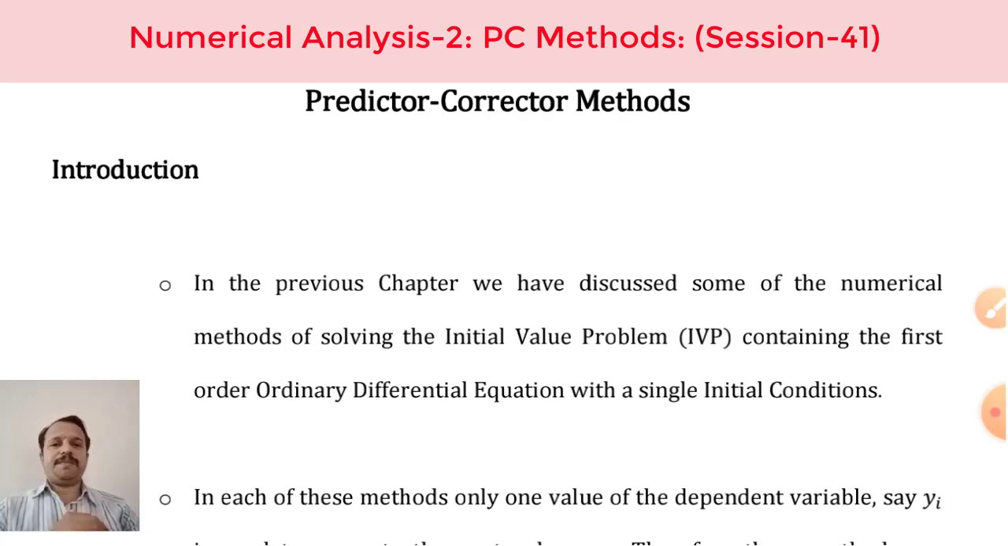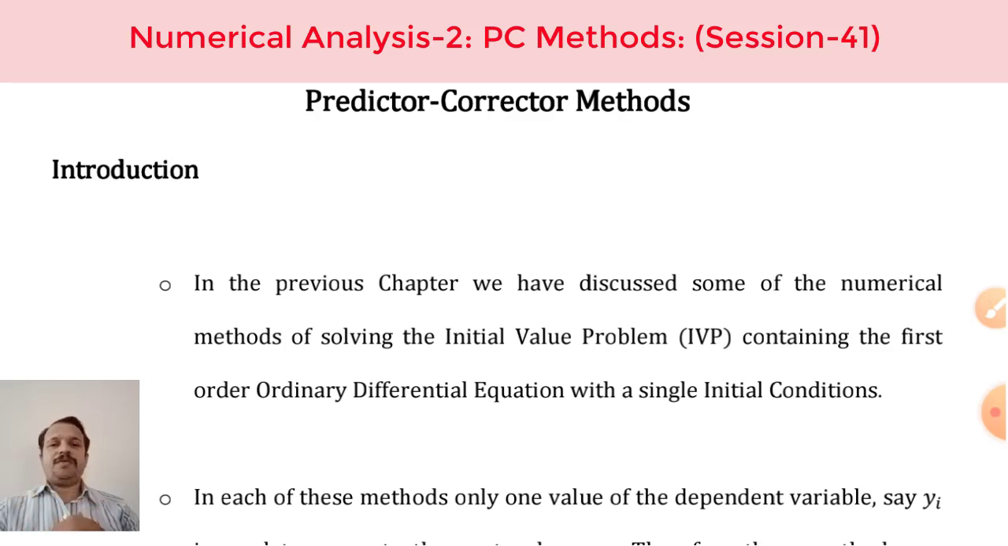You observe from Picard's formula of successive approximation, the formula was y equals y naught plus the integral of f of x comma y with respect to x. That was Picard's formula. So the first term on the right hand side used to be y naught. Therefore we can say that only one value, y naught, was necessary in that case to compute the value of y at x1, that is y1.